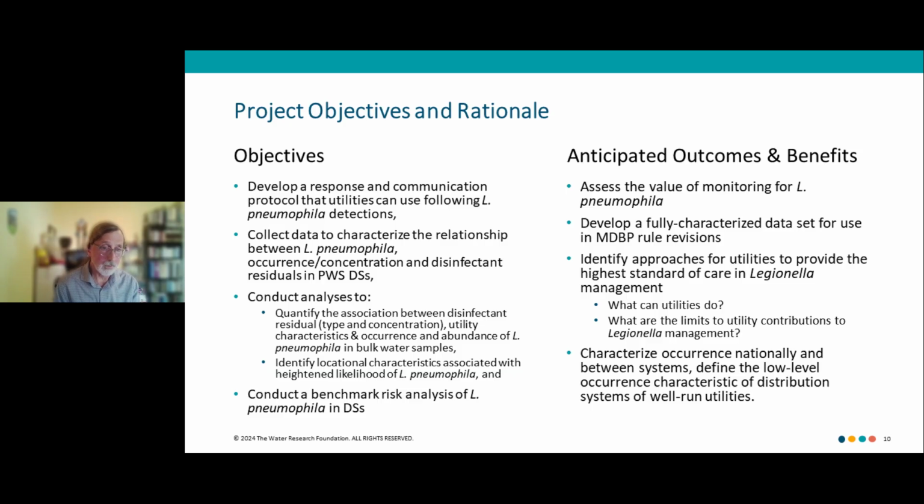This is intended to help us assess the value of monitoring, to develop a fully characterized data set for use in microbial and disinfection byproduct rule revisions, to identify approaches utilities can use to provide the highest standard of care in Legionella management, and also give us scientific knowledge on the occurrence nationally, what changes the occurrence, and how different systems differ with respect to occurrence. What do we expect out of well-run utilities?